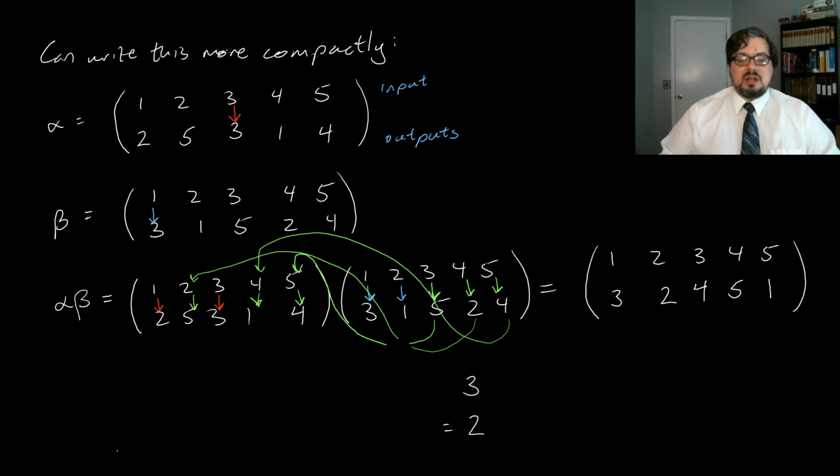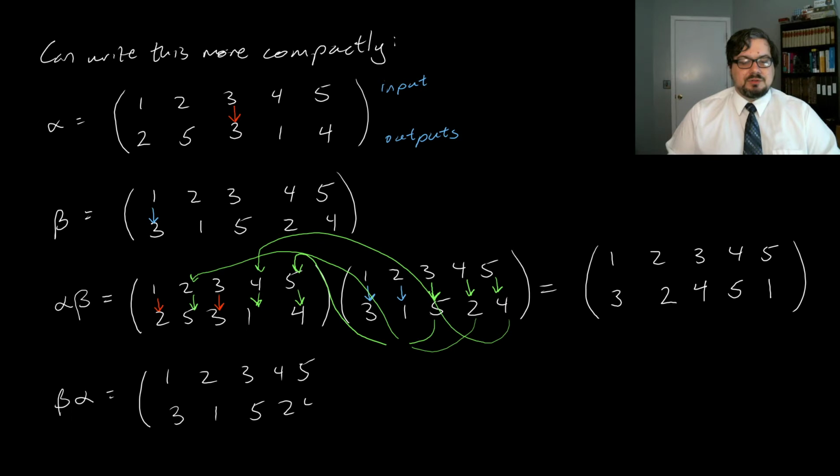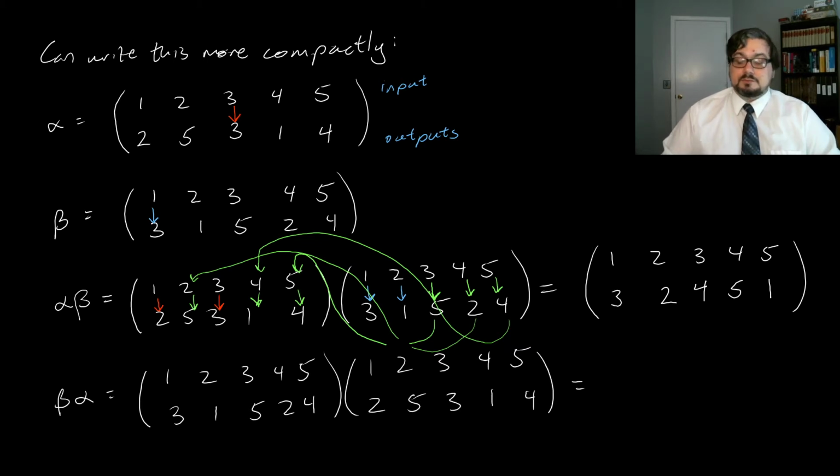Now let's try multiplying these two permutations in the other order. Let's take beta times alpha. So beta goes 3, 1, 5, 2, 4. Alpha goes 2, 5, 3, 1, 4. And so, starting with 1, we see that in alpha, 1 goes to 2, and in beta, 2 goes to 1. So in their product, 1 will go to 1.